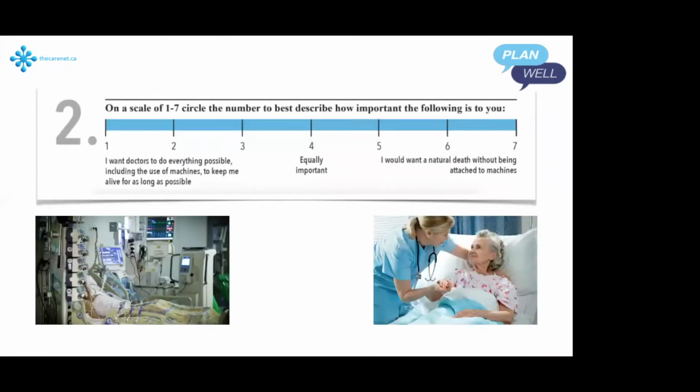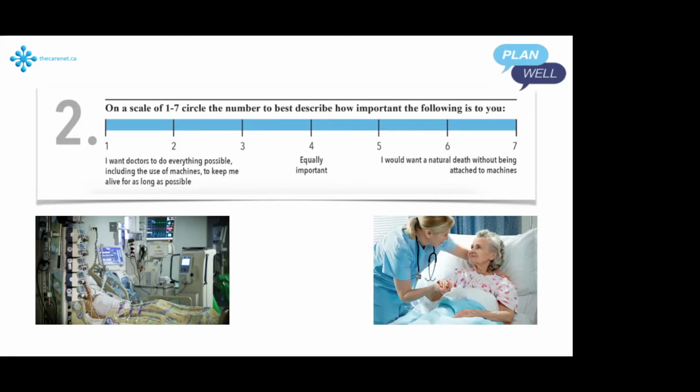Another example would be the second question that we use in the Plan Well guide, in terms of the use of technology at the end of life. Some people have preferences for a natural death, other people are open to machines and having doctors do all things possible. But you can see that they compete with each other. And so I'm trying to say that this is the best way of eliciting values.